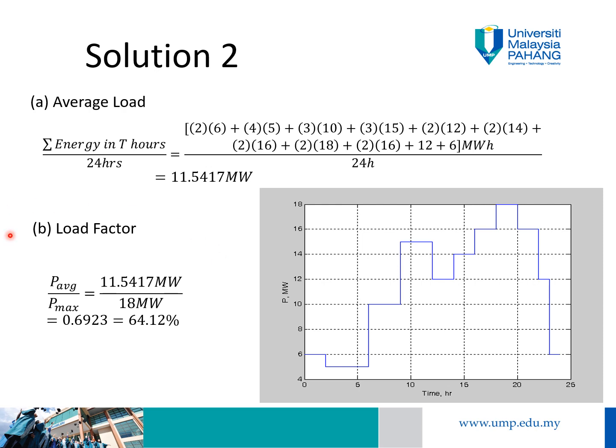To calculate the load factor, it is equal to the average load divided by the maximum load. So the maximum load here is 18 megawatt. So we get the load factor equal to 64.12%.